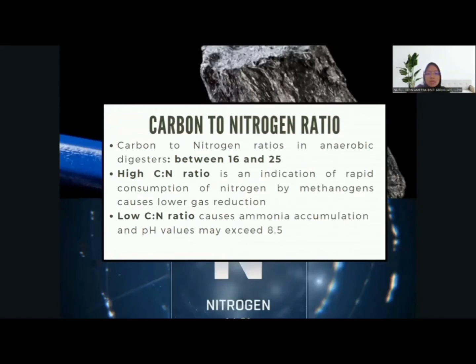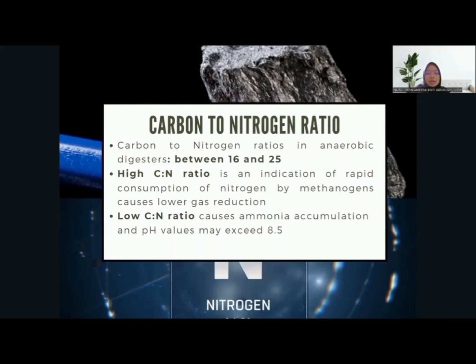The relationship between the amount of carbon and nitrogen in organic materials is represented by the C/N ratio. Optimal carbon-nitrogen ratio in anaerobic digesters is between 16 and 25. A high carbon-nitrogen ratio is an indication of rapid consumption of nitrogen by methanogens, which then results in lower gas production. On the other hand, a low carbon-nitrogen ratio causes ammonia accumulation and pH values may exceed 8.5.